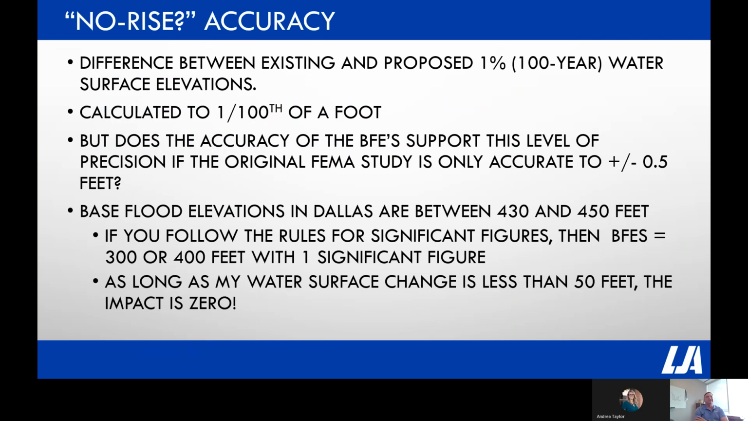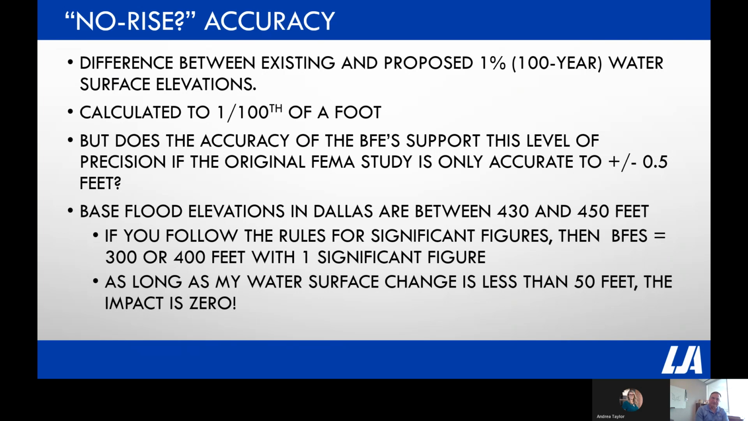So you take all of these things together and you say, okay, how am I going to determine the accuracy of my no-rise certification? So you're looking at the difference between the existing and proposed water surface elevations for typically a 100-year event. You're calculating this and presenting the data at 1/100th of a foot increment, but does the accuracy of these base flood elevations support the precision that you're getting from the study when the original accuracy of that flood insurance study is stated to be plus or minus half a foot? So we're looking at a 0.01 foot change, but the modeling that we're starting out with is plus or minus half a foot. And again, looking grossly at the base flood elevations within the Dallas area, base flood elevations will vary between 430 and 450 feet.